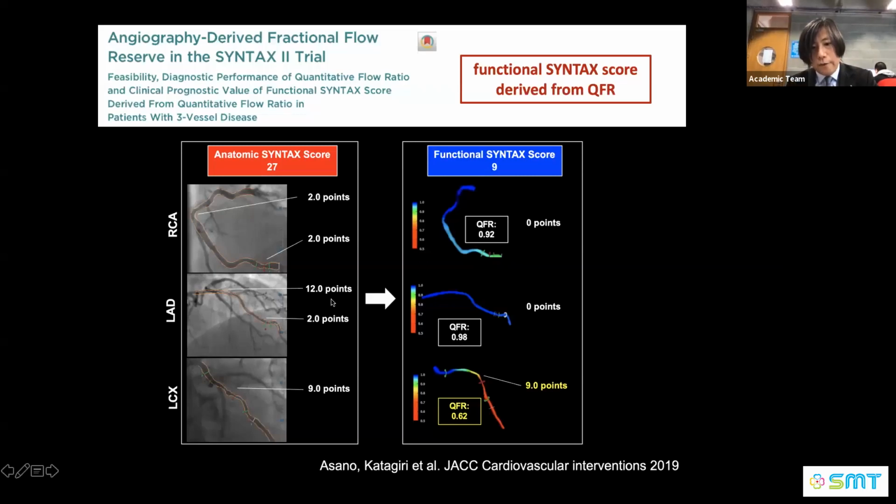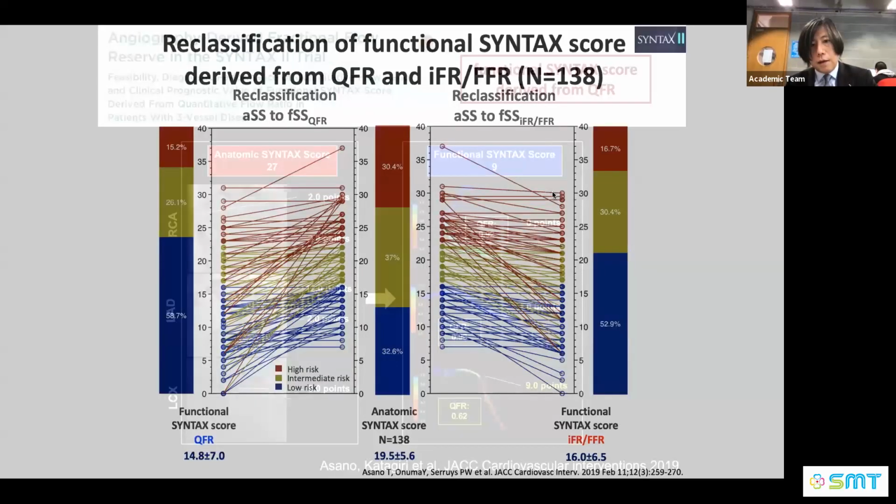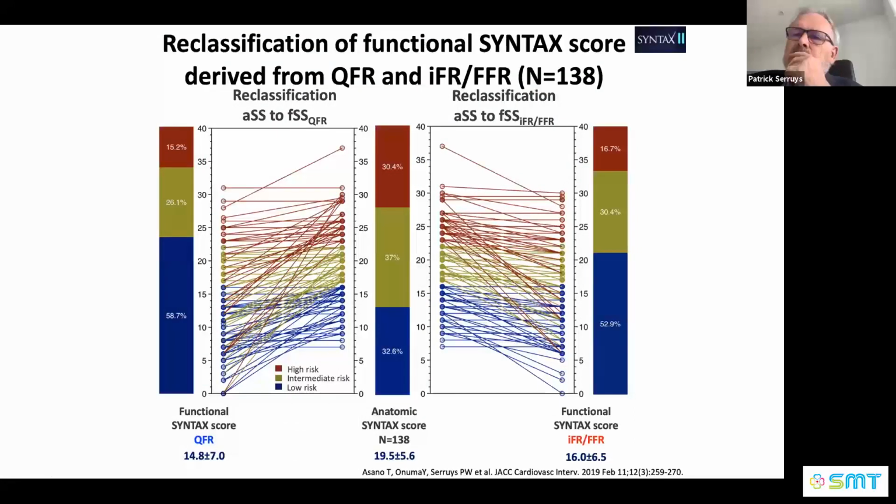So after incorporating the functional aspect, in this case, the SYNTAX score was reduced from 27 to 9 points. So these are the QFR, and the comparison between the QFR-based functional SYNTAX score and the iFR, FFR-based functional SYNTAX score.